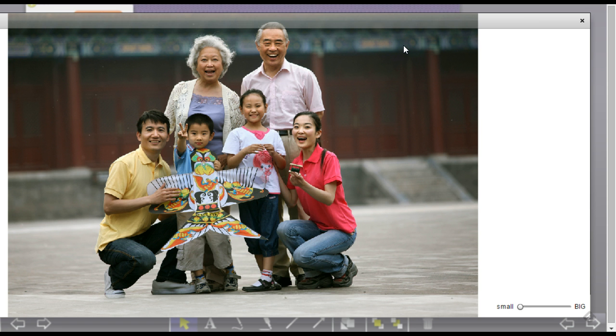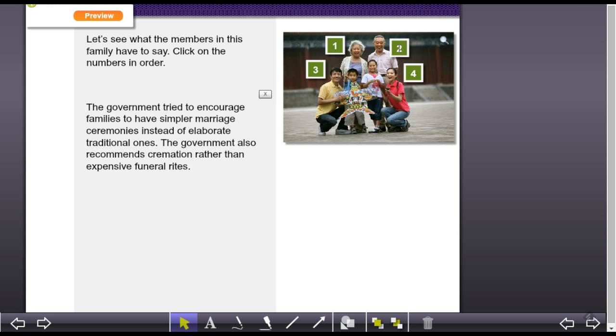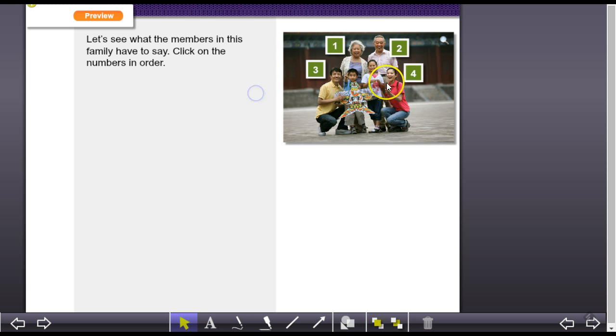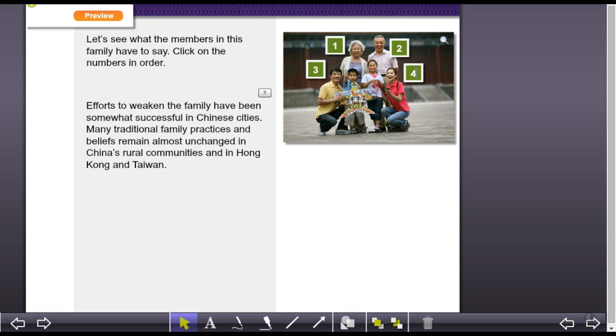This is the grandfather. The government tried to encourage families to have simpler marriage ceremonies instead of elaborate ones. The government also recommends cremation rather than expensive funeral rites. Here's the father. The government assigned jobs to citizens. Sometimes it separated families by assigning husbands and wives to regions that were far apart. Family size was also limited by a policy that allowed each family only one child. Here's the mother. Efforts to weaken the family have been somewhat successful in Chinese cities. Many traditional family practices and beliefs remain almost unchanged in China's rural communities and in Hong Kong and Taiwan.